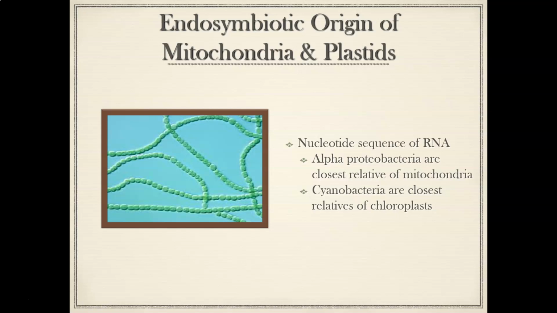Were we able to figure out who these guys were probably related to? Well, it comes back to RNA sequencing. So we believe that in the process of using modern organisms that exist, studying their RNA molecules, as well as studying the DNA and the tRNAs and things like that present in these current mitochondria and chloroplasts in living eukaryotes, it is believed that alpha proteobacteria are the closest living relatives to our mitochondria today, and cyanobacteria are the closest living relatives to the chloroplasts.